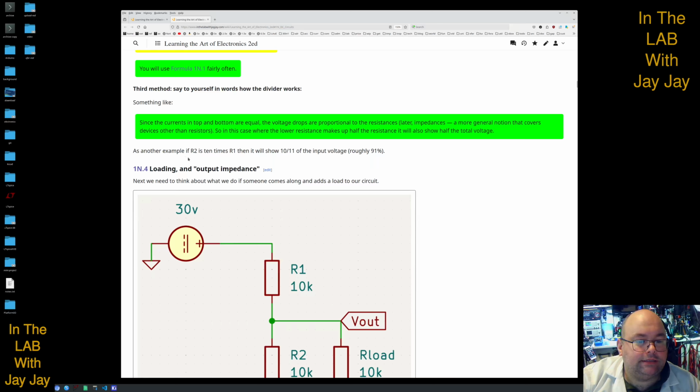And then they give you another example here. If R2 is 10 times R1, then it will show 10 out of 11 of the input voltage, which is roughly 91%.